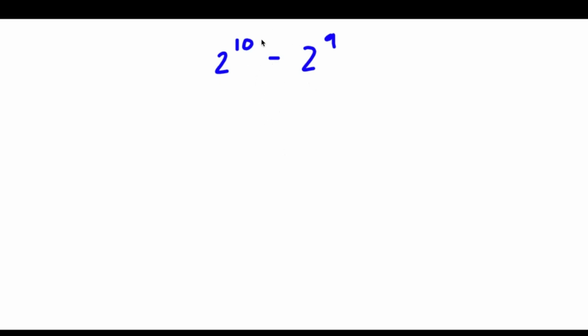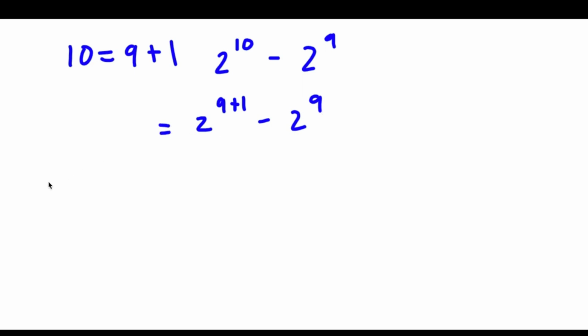Alright, so I have 2 to the power of 10 minus 2 to the power of 9. Now 10 here, this is the same thing as 9 plus 1. So if I substitute in 9 plus 1 for 10, I have 2 to the power of 9 plus 1 minus 2 to the power of 9.